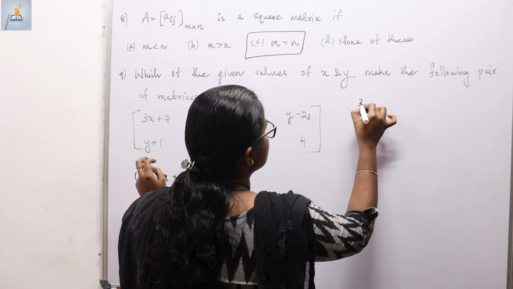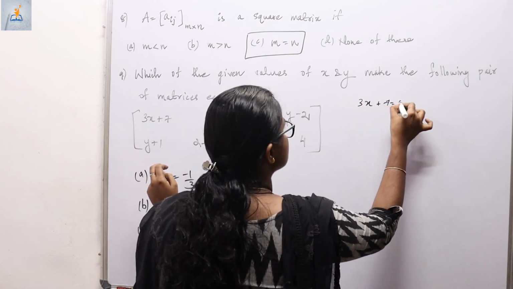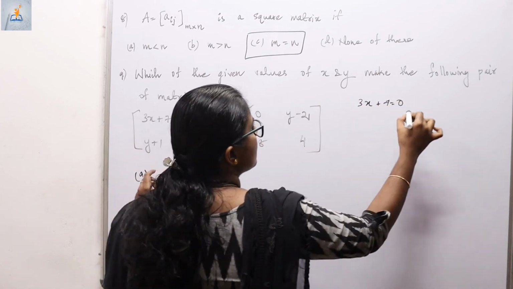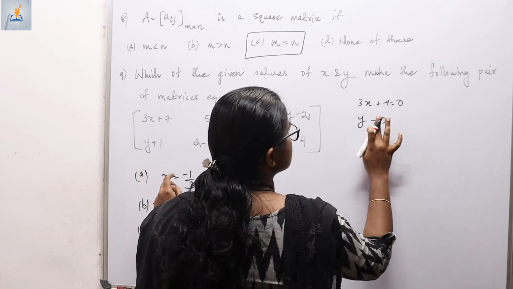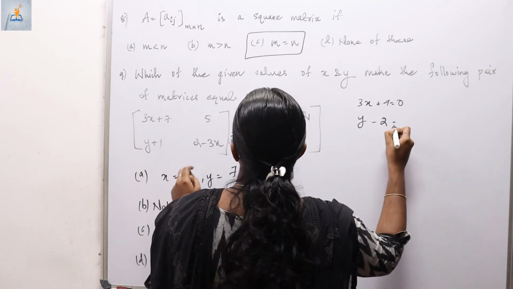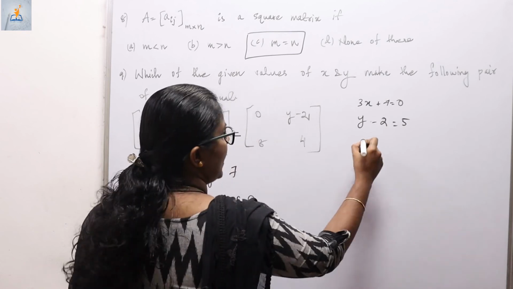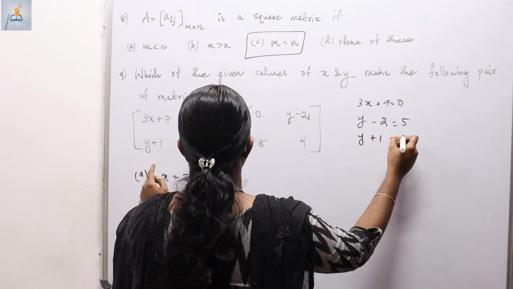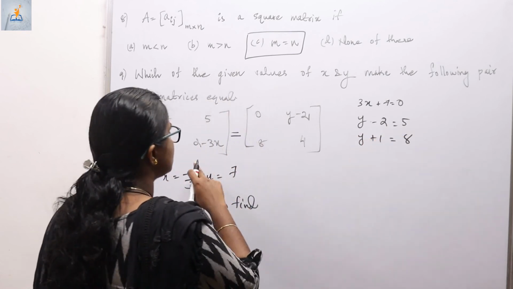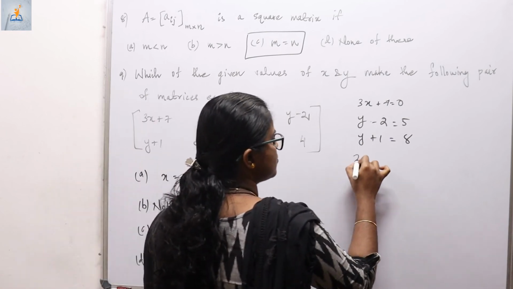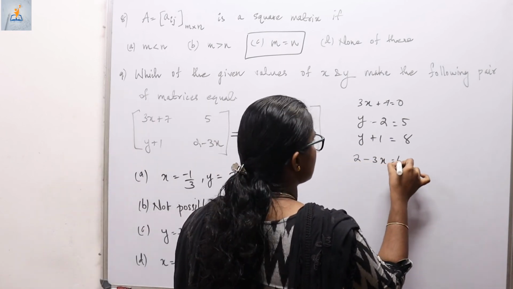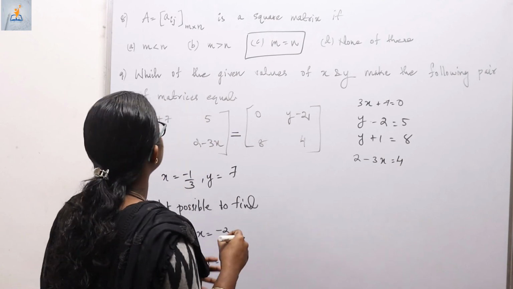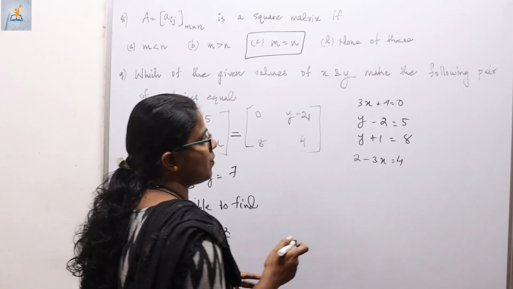So we have 3x plus 7 is equal to 0. Again, y minus 2 is equal to 5. Again, y plus 1 is equal to 8. And 2 minus 3x is equal to 4. So from this, we can easily find the values of x and y.